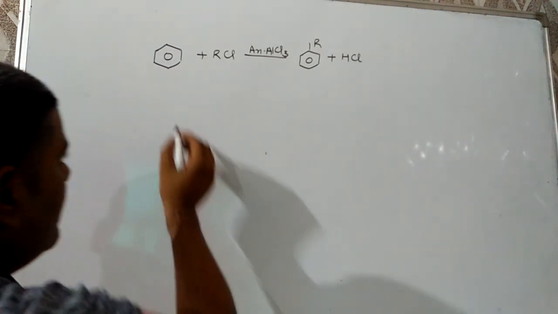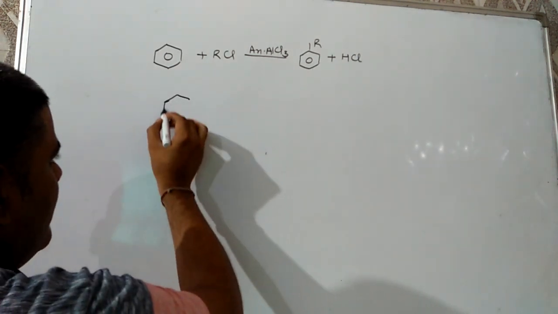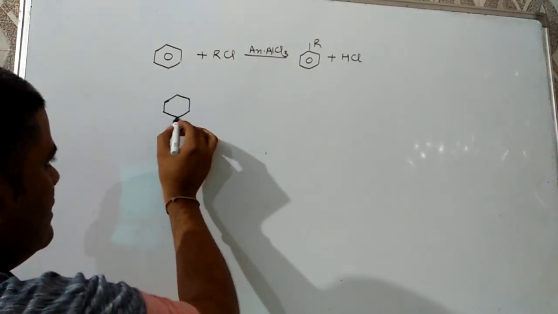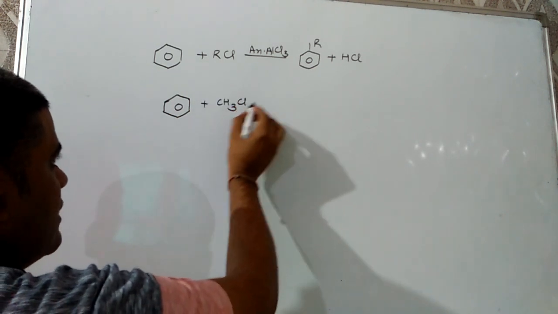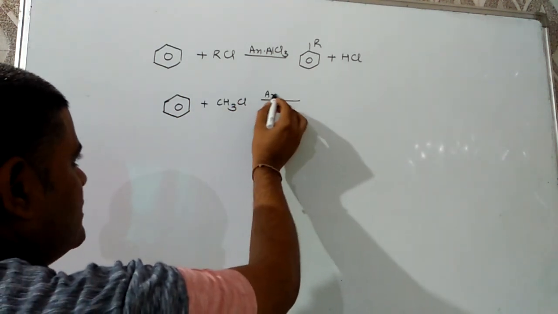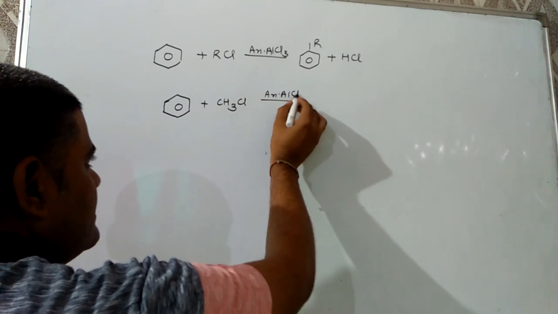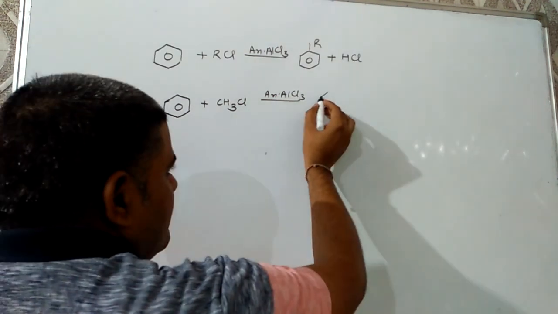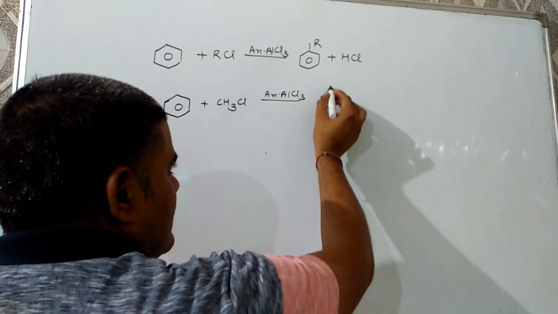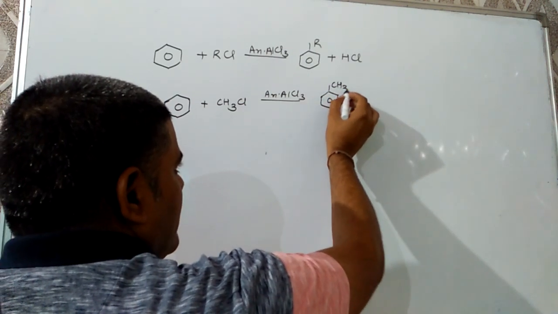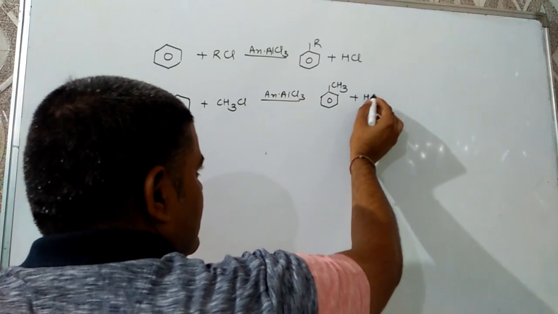First question: what happens when benzene reacts with chloromethane? Benzene reacts with chloromethane in the presence of anhydrous AlCl3. Then our product will be toluene plus HCl.